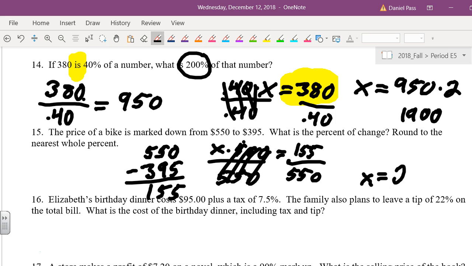28%. Well, it's 0.28, which is 28%. Okay.